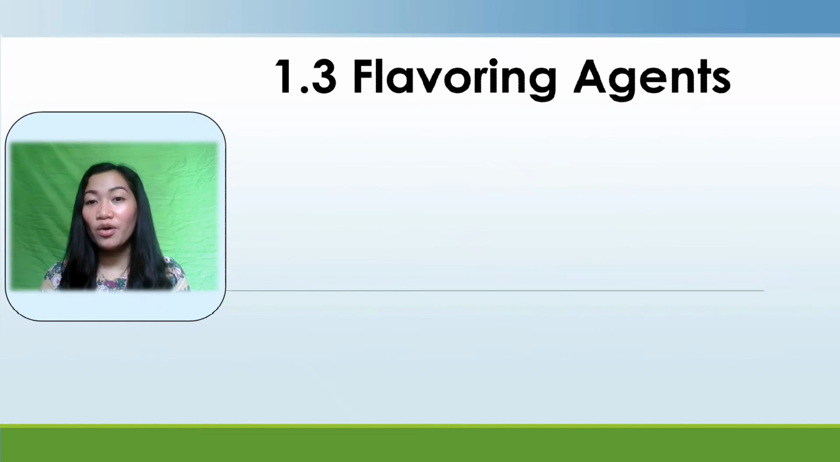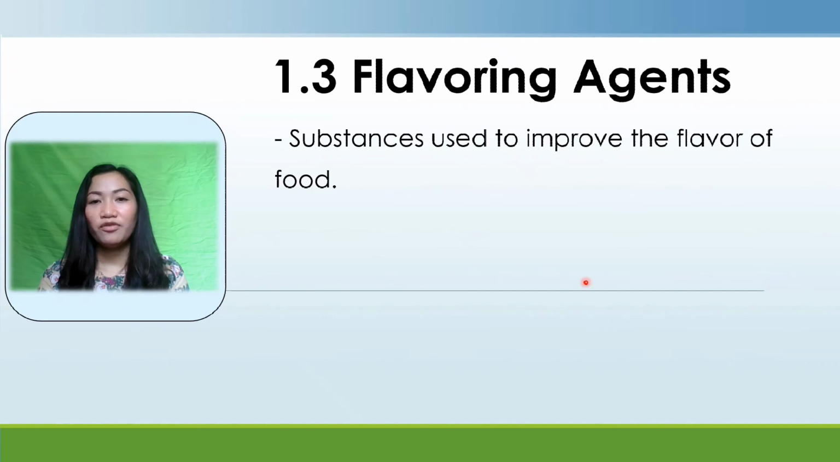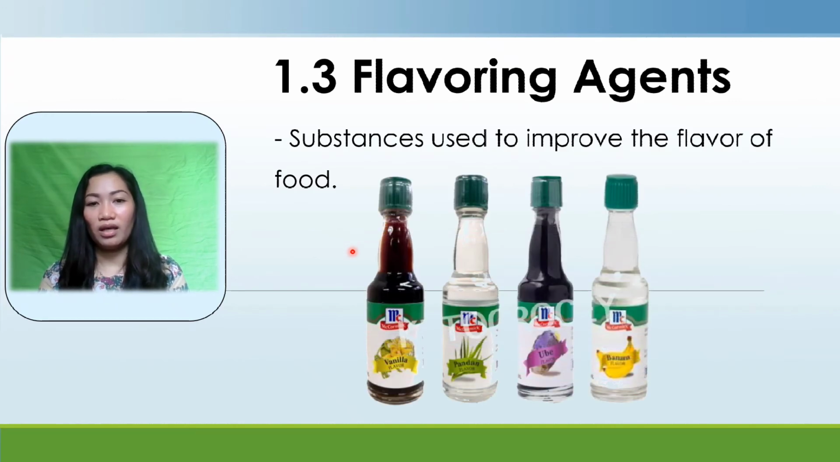And now we have also flavoring agents. Flavoring agents are substances used to improve the flavor of the food. Like this one, we have food flavoring. We have vanilla, pandan, ube, banana, especially when we are baking, when we are making bread. Sometimes we love to have a very flavorful outcome, so sometimes we use the food flavoring.